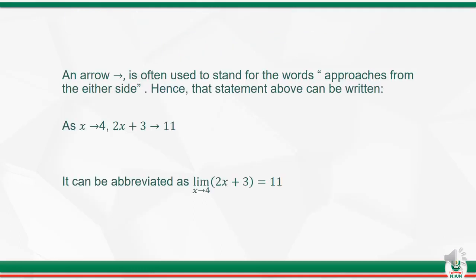That's it. The arrow represents approaching or tending to. As x tends to 4, 2x plus 3 tends to 11. That is, if you substitute 4 in, we have 2 times 4, which is 8, plus 3, which gives us 11. In abbreviation, it can be written as the limit of f of x, that is the limit of 2x plus 3 as x tends to 4, is equal to 11.